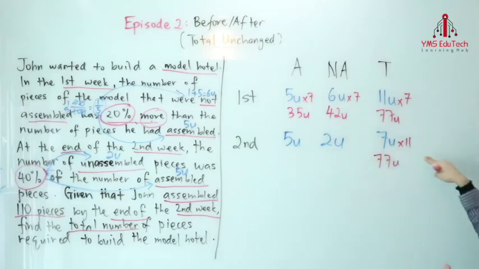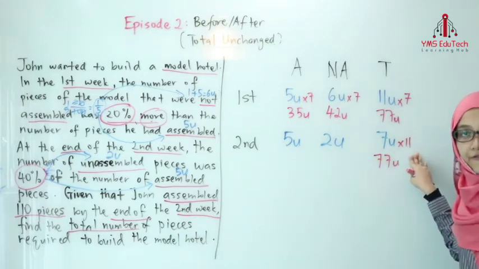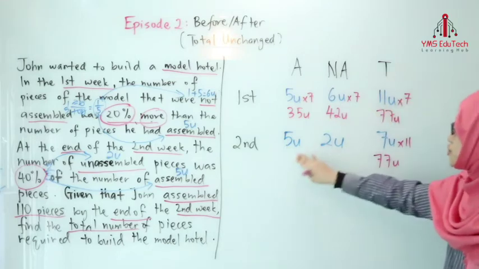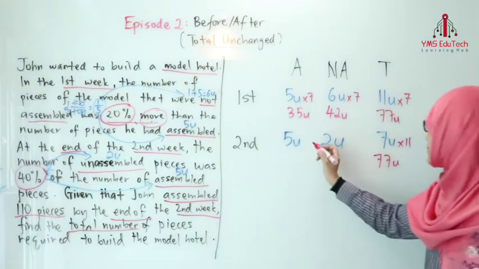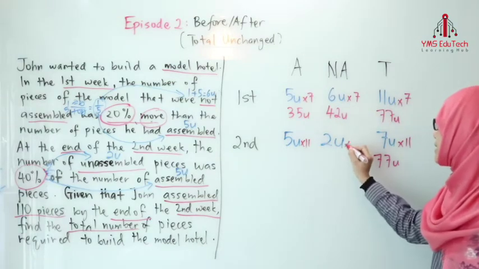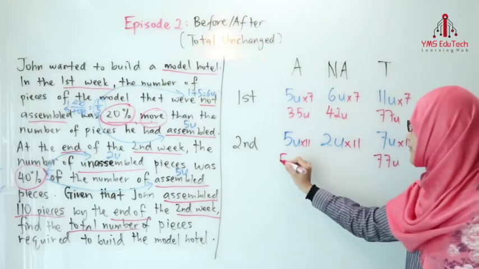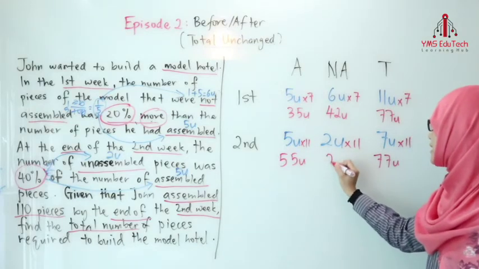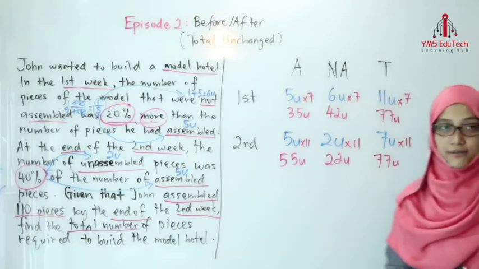For the second row, we multiplied the total by 11. So we need to do the same to the assembled pieces and the not assembled pieces. So multiply by 11, multiply by 11. That will give us 55 units and 22 units.